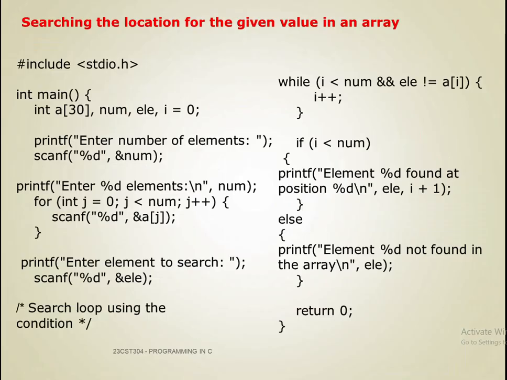In the while loop, we have the condition i less than num, using the AND operator, element not equal to a of i. Then we increment the i value.